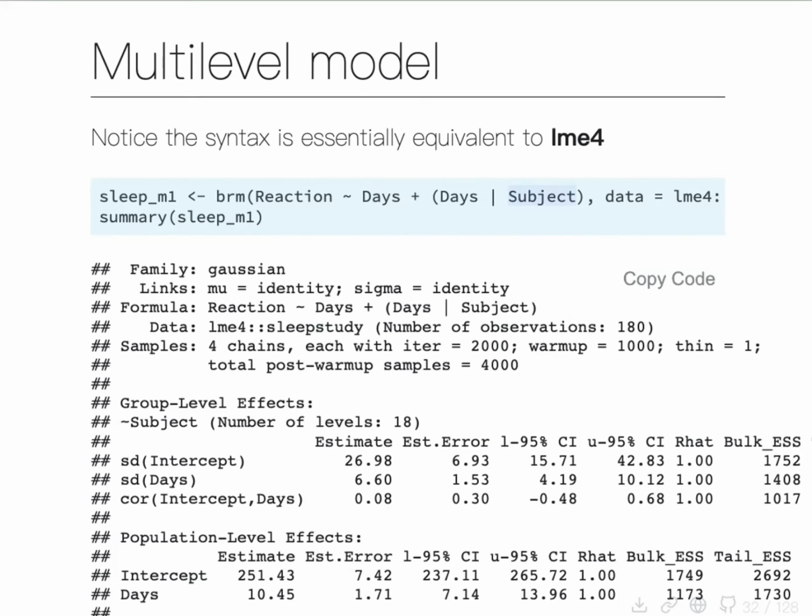But then as you do this, notice you have these R hat values again. That's the first thing I would look at. And then you have your fixed effects, right? But they're not really fixed because they're distributions. 251 is your average starting point, basically, right? And this is the average of that posterior distribution, 10.45 for days. So reaction time is going up on average 10.45 points per day. But then you have the uncertainty around this.